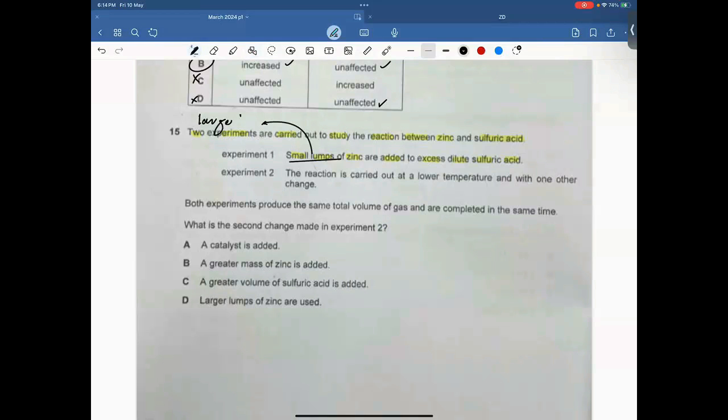Large surface area, higher rate of reaction. Okay. The reaction is carried out at a lower temperature with one other change. If lower temperature means slow reaction, the rate would be slow.